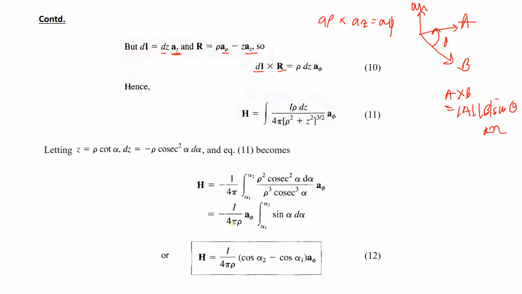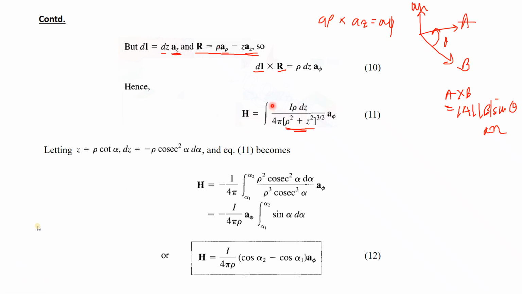So this one is the mod value. What will be the mod value of this? It will be this one, the square root of rho square plus z square. That is why it is written as 3 by 2, because it is actually the square root, so it is 3 by 2.